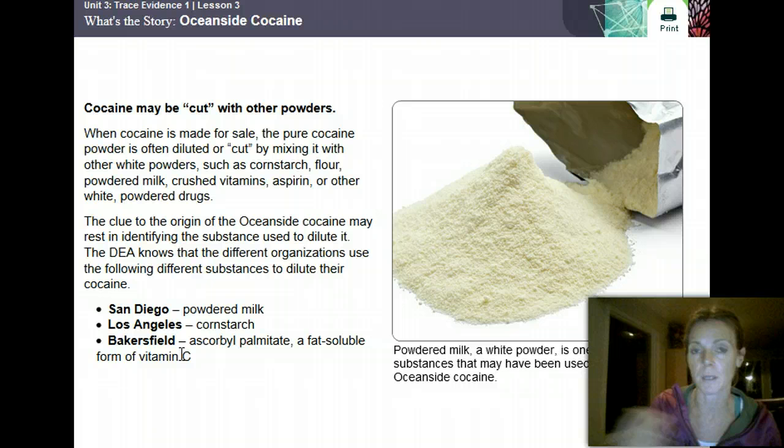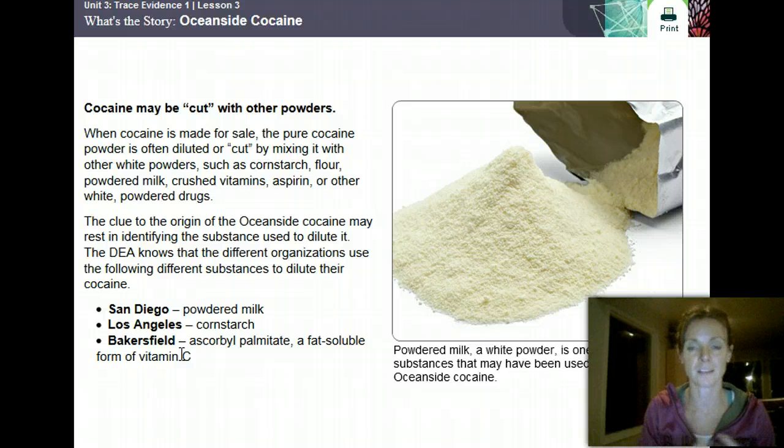By the looks of it, you cannot see what is what, but by doing particular tests, you can determine what it's cut with. Okay, so that's what we're going to do in this lab, because think about it. If we figure out what that cocaine is being cut with, we can figure out the area from which that cocaine has been manufactured or is being, basically not necessarily processed, but sold and distributed from that, whether it's San Diego, Los Angeles, or Bakersfield.